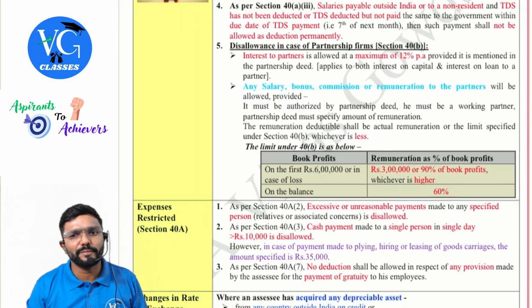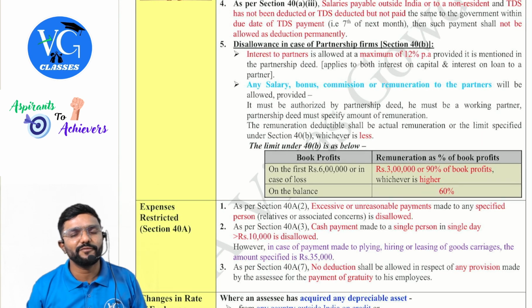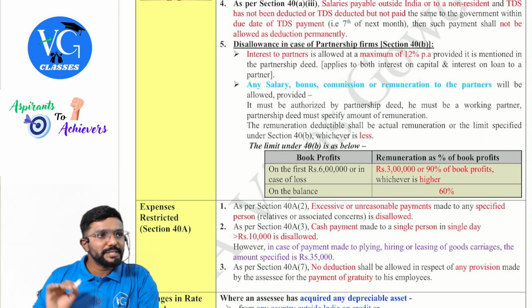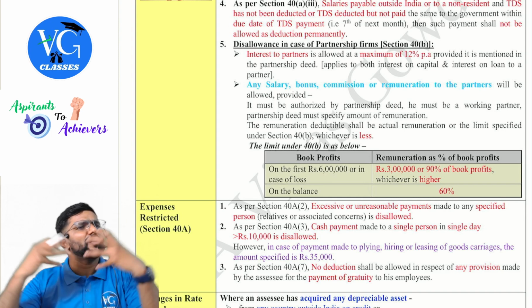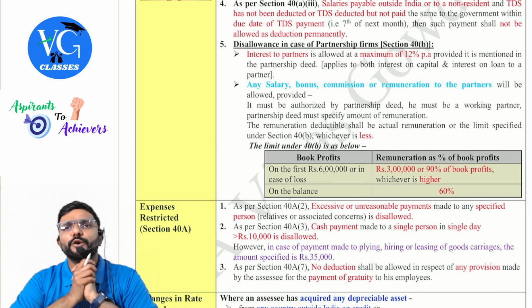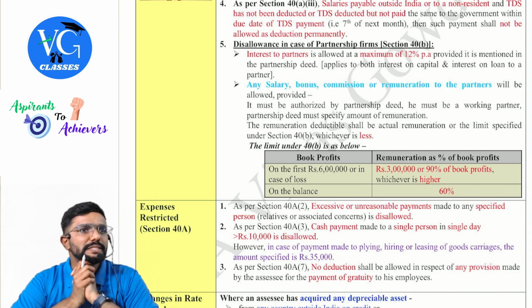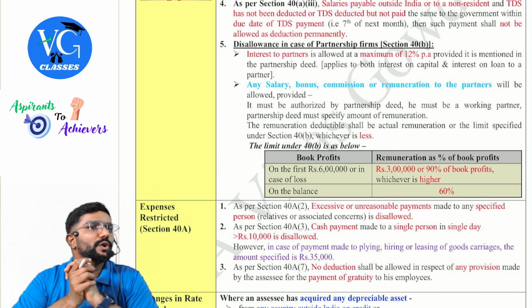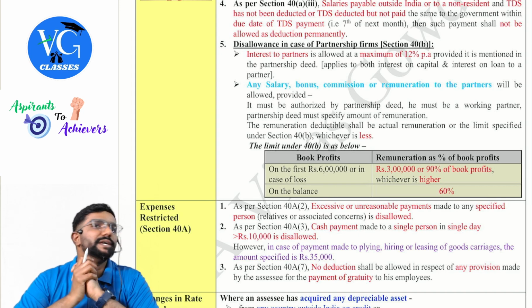40B is applicable only for a partnership firm, guys. Interest to partners on capital or on loan will be allowed at a maximum of 12%, provided it is prescribed in the deed. Sir, the deed is silent about interest. Can we claim any deduction for interest? No. You cannot claim any deduction for interest.